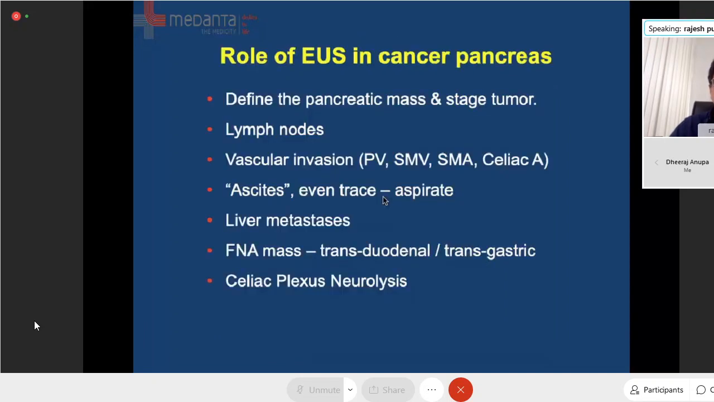When we talk about pancreatic cancer, again, it is one-stop shopping for the diagnosis of pancreatic cancer less than 2 centimeter, where the CT scan cannot pick up, staging of the pancreatic cancer, taking the FNA, knowing about the SMV and portal vein invasion, small ascites, liver metastasis, FNAC, and if required, biliary drainage if ERCP fails, or for pain management. So EUS is the one-stop shopping for pancreatic cancer.